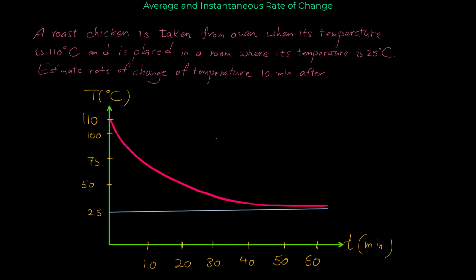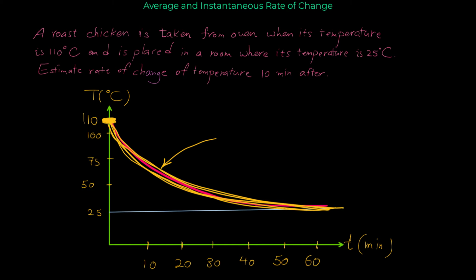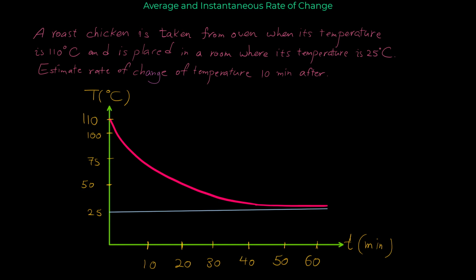So this graph here shows the temperature of the roast chicken, and as you can see, the roast chicken temperature at the beginning is 110 degrees. Gradually the temperature decreases to the temperature of the room. Now we want to estimate the rate of change of the temperature of the roast chicken 10 minutes after. 10 is here, so 10 minutes after on the curve is here.